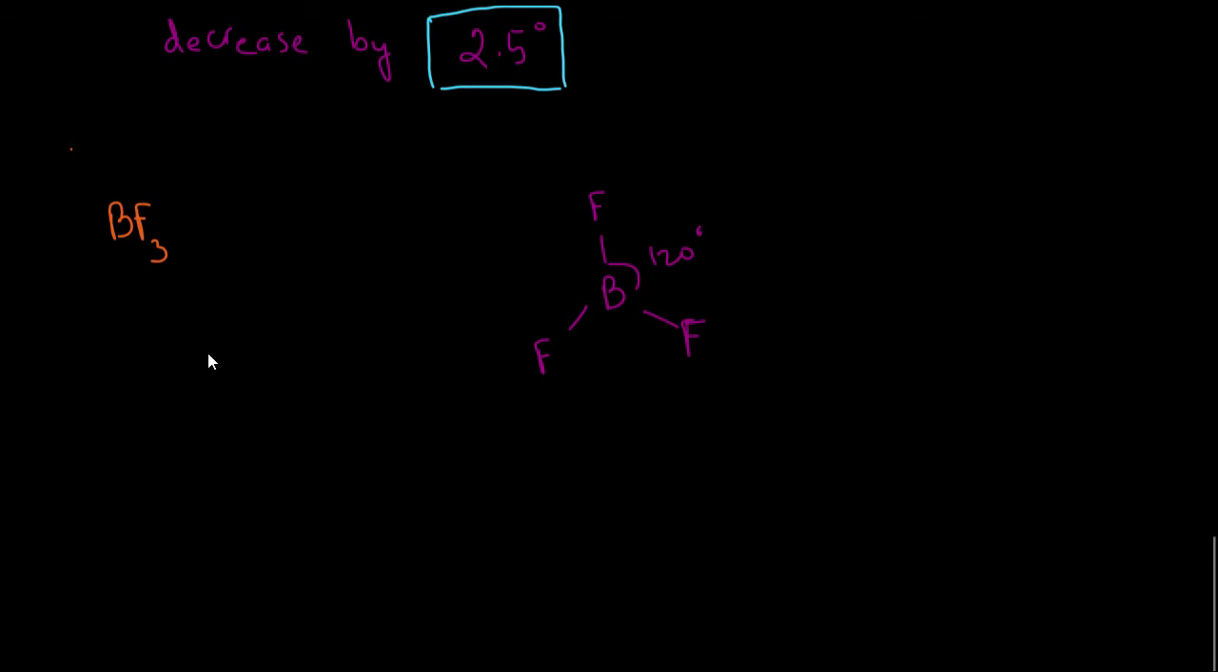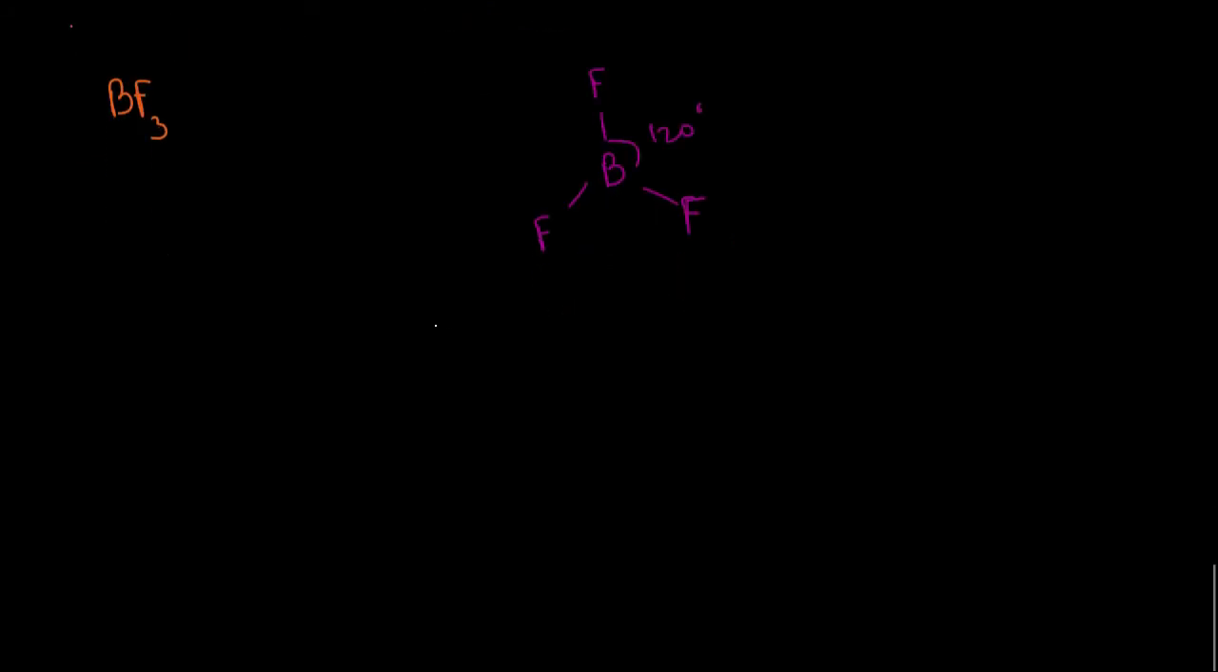We need to know that if there's a lone pair present in the central atom, the angle should go down by 2.5 degrees. So the thing is, if there's a lone pair present, then we have 4 electron pairs, so we cannot do this anymore. So it's very important that we figure out the number of lone pairs present. So how do we do that?